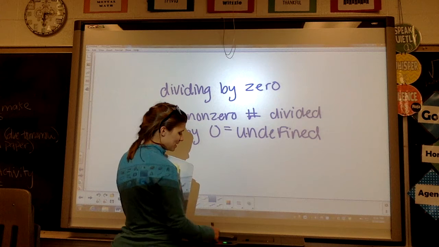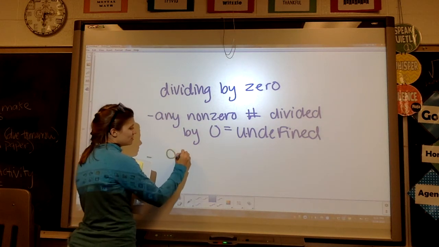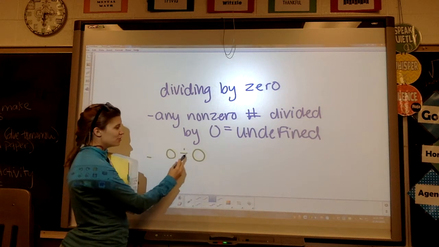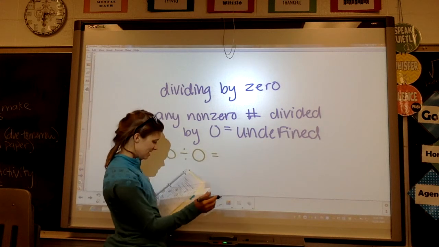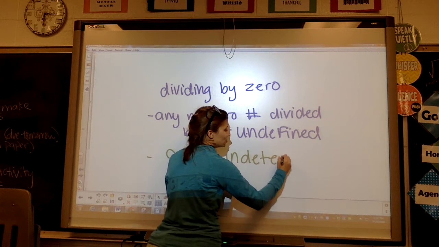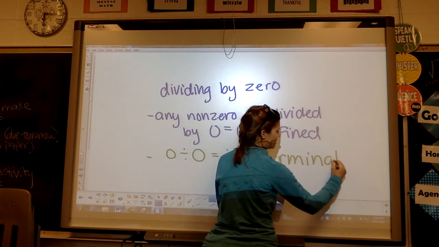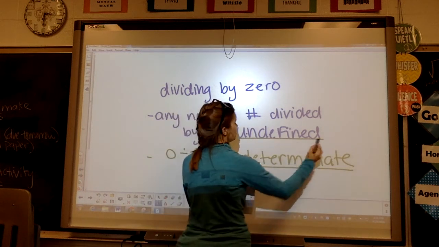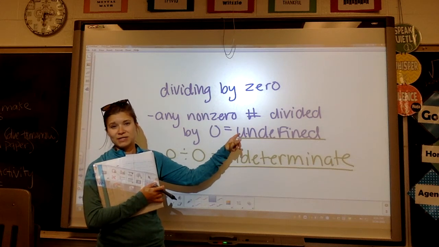This is something you might not have really talked about before. If we take 0 divided by 0, we actually don't call this undefined, we call it indeterminate. Indeterminate. Make sure I spell it right. Okay? So 0 divided by 0 is indeterminate. Any other non-zero number divided by 0 is undefined.